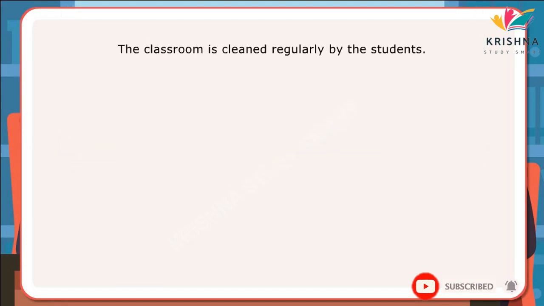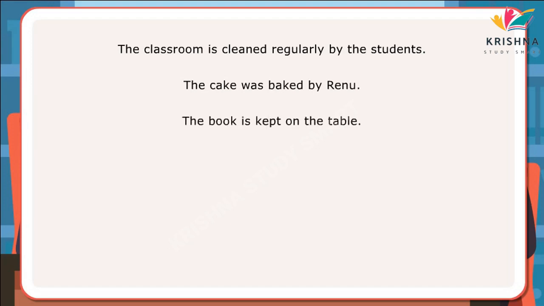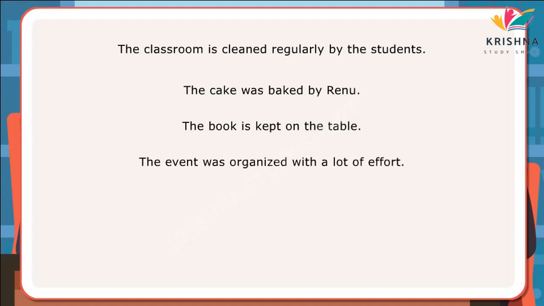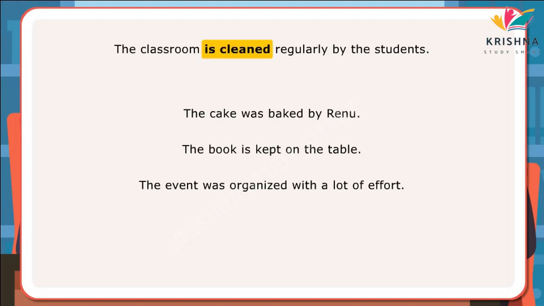The classroom is cleaned regularly by the students. The cake was baked by Renu. The book is kept on the table. The event was organized with a lot of effort. In the first sentence, is cleaned has been used to show that action is done on the classroom and the doer of the action is mentioned by using by at the end. This is simple present and explains what is regularly done to the classroom.